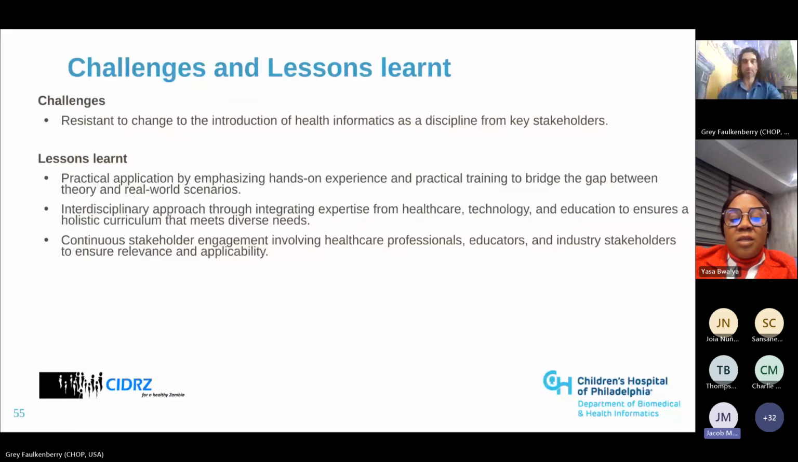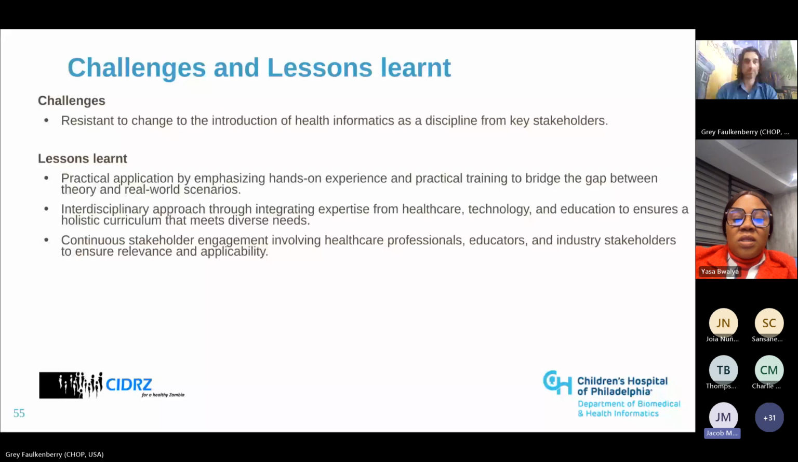Challenges and lessons learned throughout our curriculum development. I will start with the challenges. One of the challenges we faced is the resistance to change, to the introduction of health informatics as a discipline from a key stakeholder. Additionally, our funding for this initiative ends in September this year, which we would have loved extended so that we see the full implementation of these programs in these learning institutions.